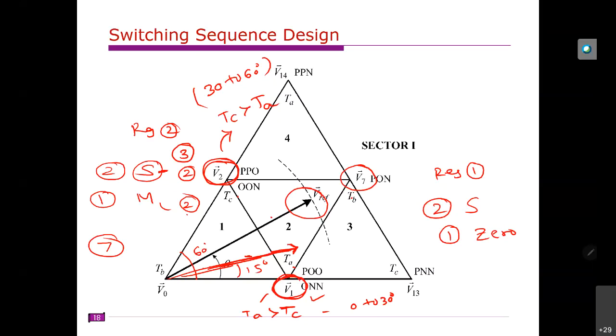Is this clear? Yes, sir. Okay. So let us see one example switching sequence.